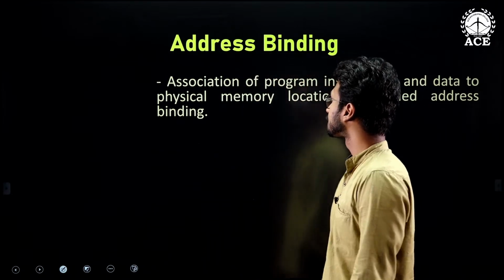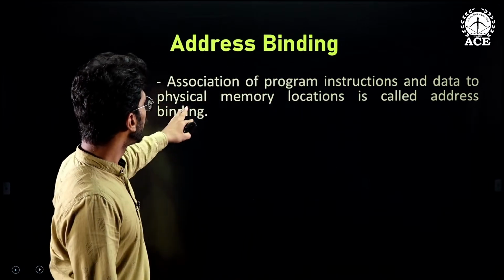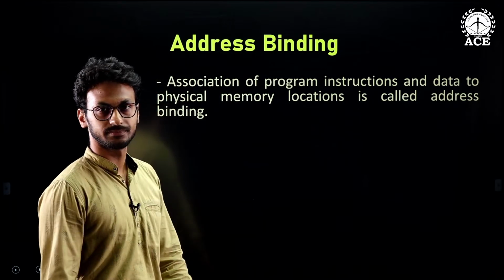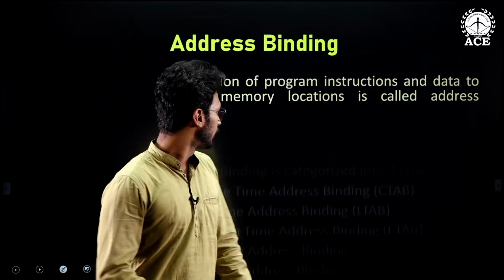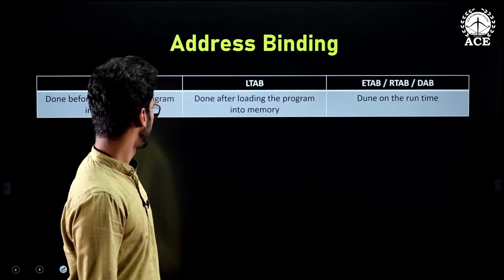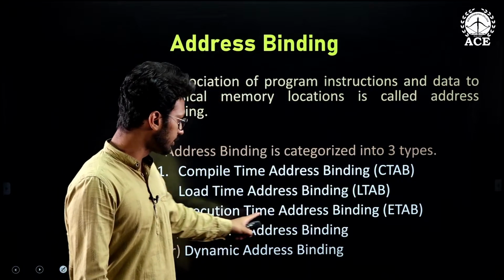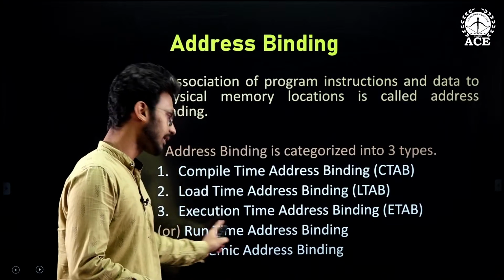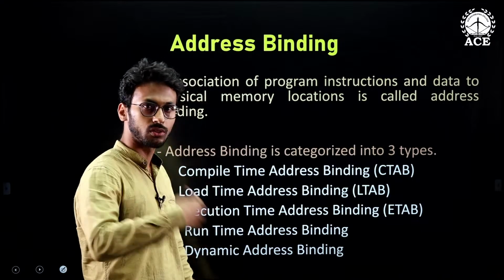Next one, address binding. Association of program instructions and data to physical memory locations is called address binding. Address binding is of three different types. First one, compile time address binding, CTAB. Next one, load time address binding, LTAB. Third one, execution time address binding, ETAB. Execution means while running, so that is why it is also called runtime address binding. Address binding happens while it is executing, at runtime, on the go.